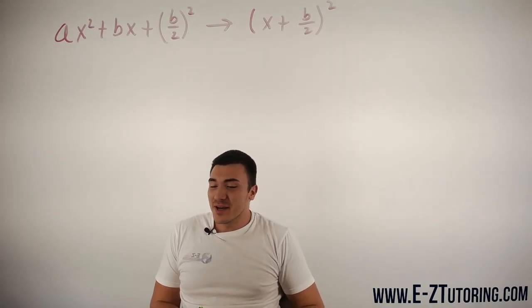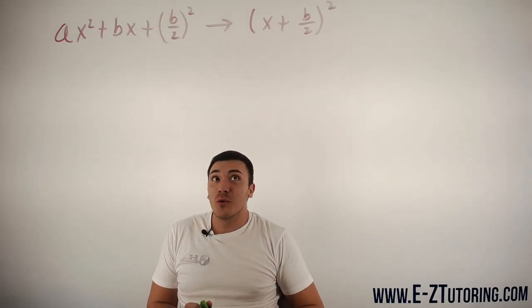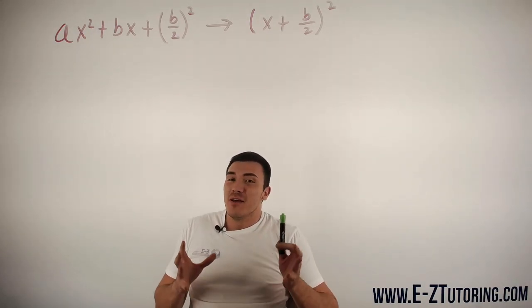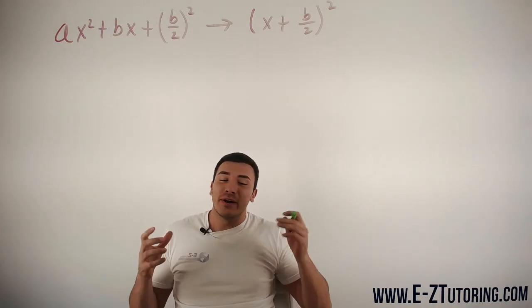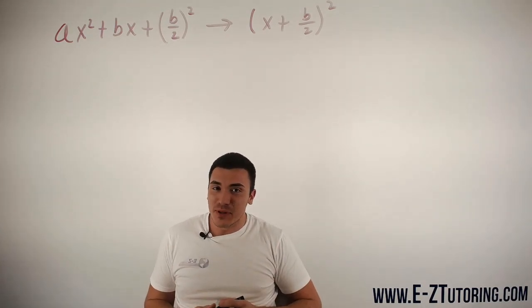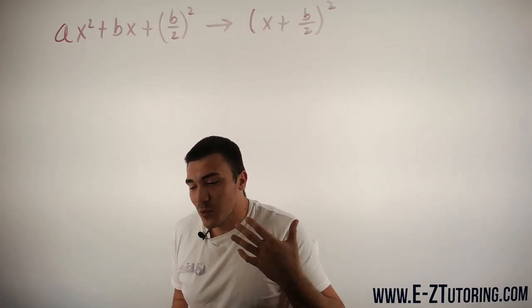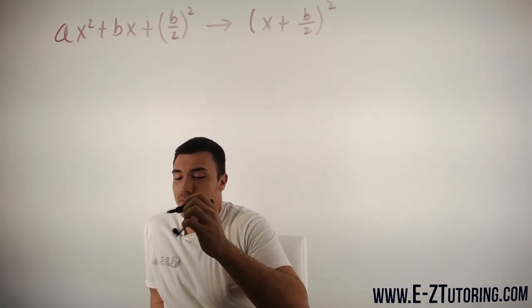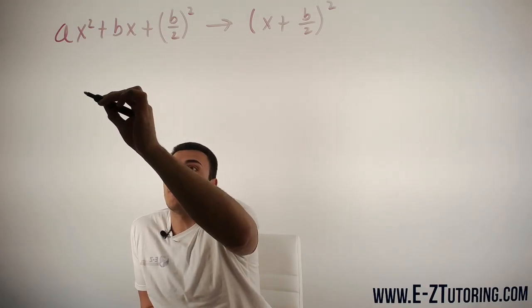Today we're going to cover how to complete the square when your a value is greater than 1. Now, for this video I'm going to assume you are already familiar and comfortable with completing the square, because when we do it when a is greater than 1, there are a couple of more steps involved, and I will only focus on those new steps.